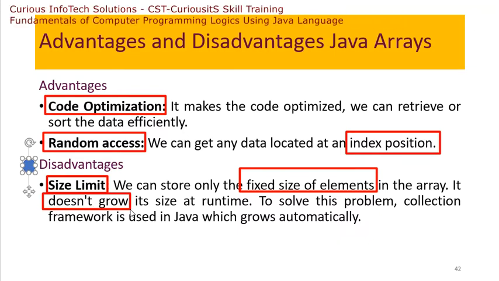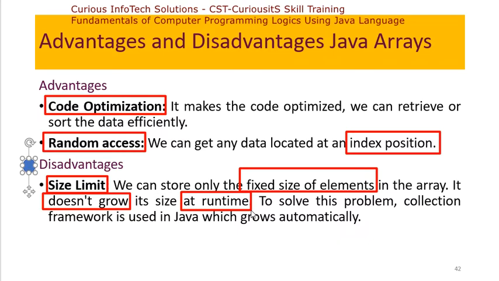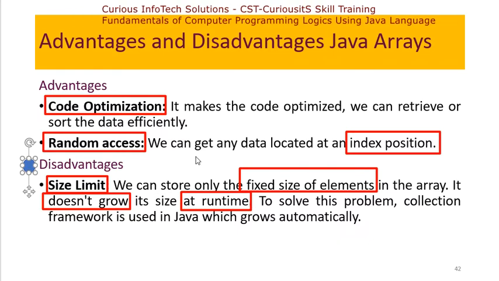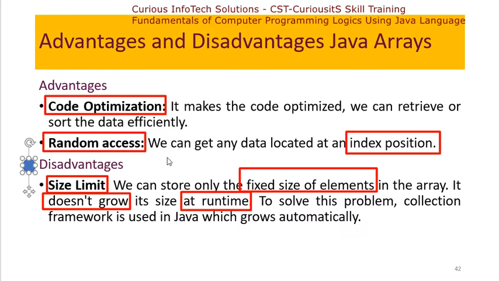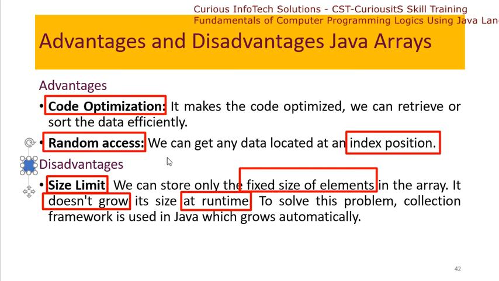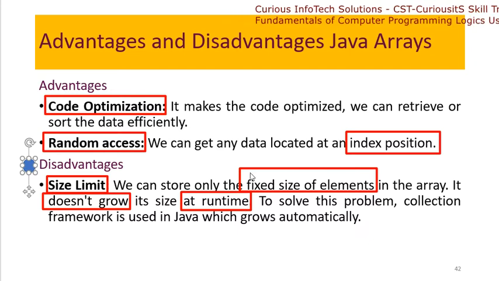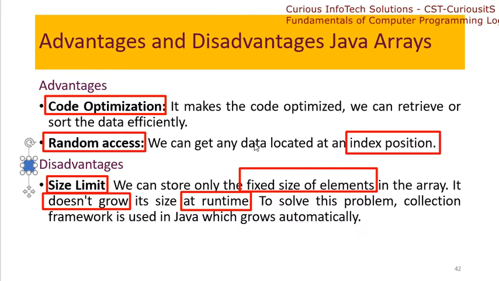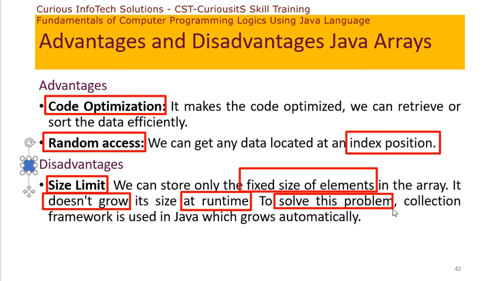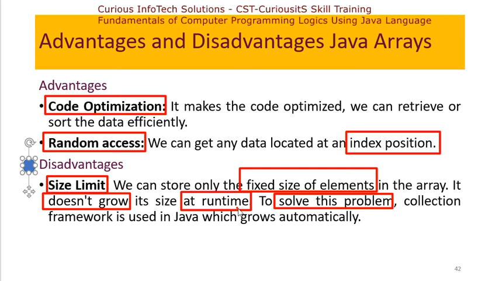उसको हम grow नहीं कर सकते हैं at the run time. जब हम प्रोग्राम बनाते हैं तो let's say मैंने 5 का बनाया है, read and write the 5 values. अब किसी ने बोला कि नहीं इसको 500 करना है, तो at the run time it is not possible. We have to again come to our core programming and change all this. To solve this problem, the collection framework is used in Java to grow automatically.